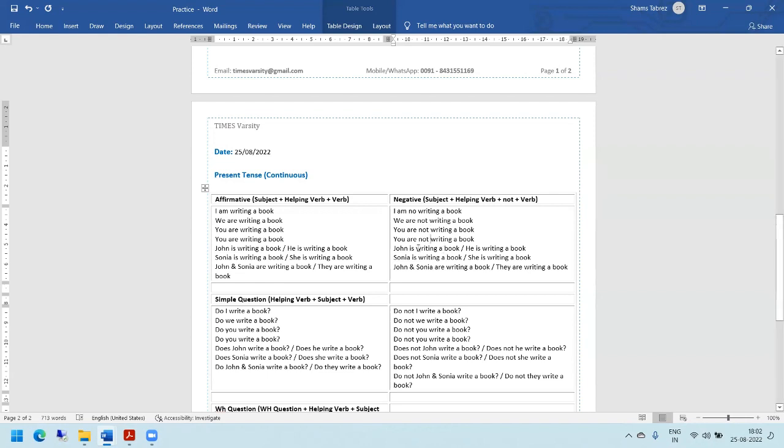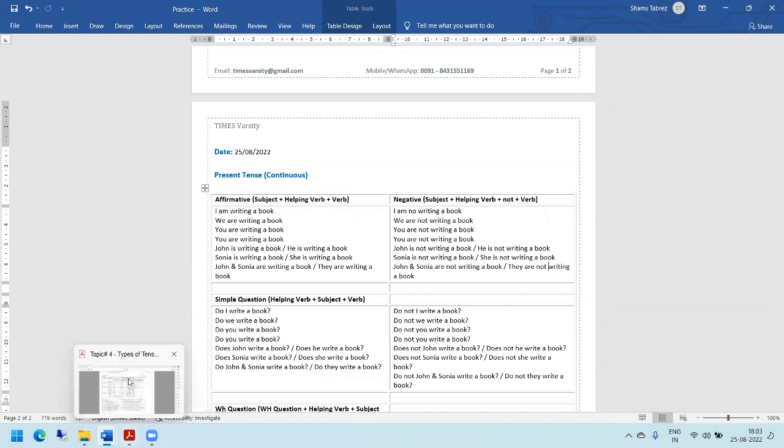John is not writing a book. Sonia is not writing a book. Here, is is the helping verb and writing is the verb, so in between them not is added. He is not writing a book. John and Sonia are not writing a book, or in other words, they are not writing a book. Okay. So this is about affirmative and negative.